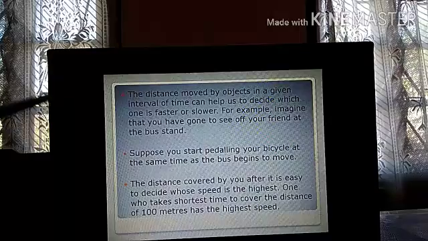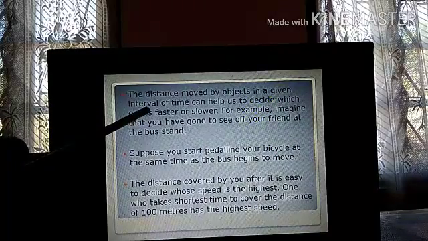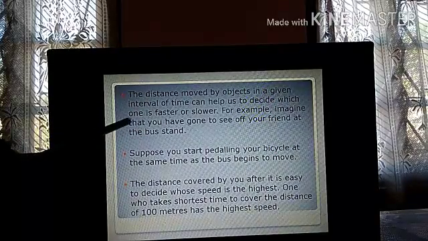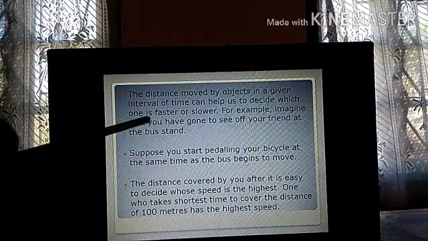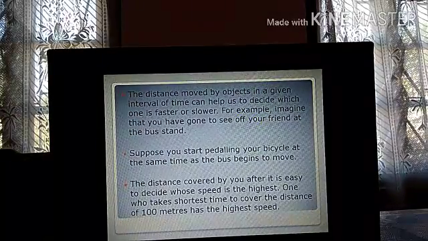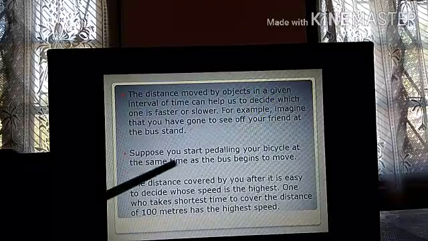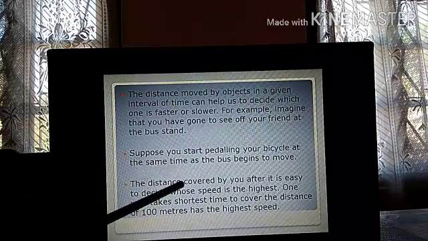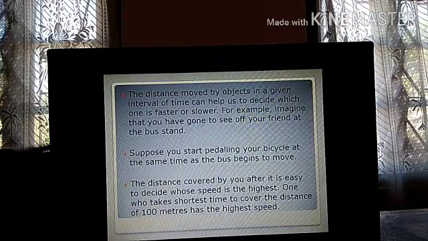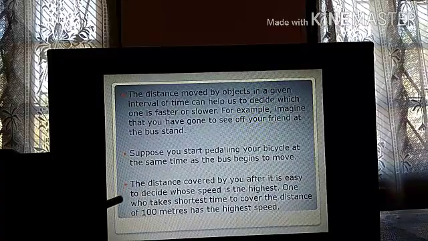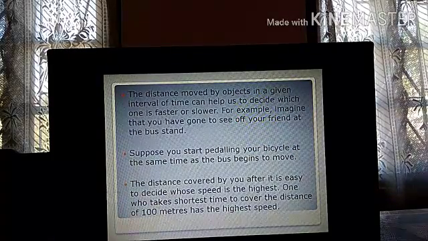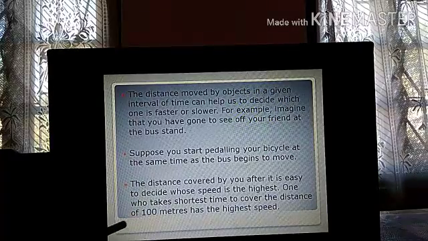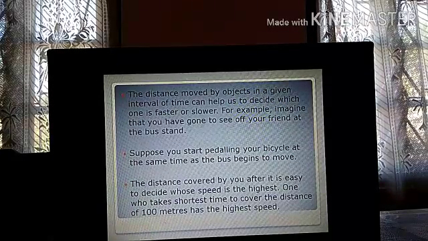So the distance moved by objects in a given interval of time can help us decide which one is faster or slower. For example, imagine that you have gone to see off your friend at the bus stand. Suppose you start pedaling your bicycle at the same time as the bus begins to move. It is easy to decide whose speed is the highest: one who takes the shortest time to cover the distance of 100 meters has the highest speed.